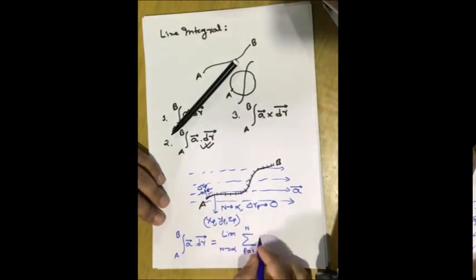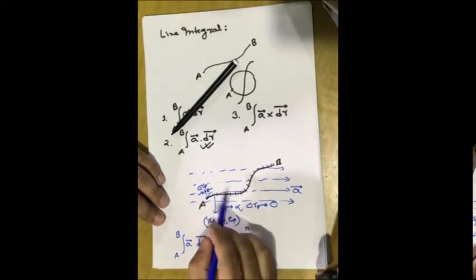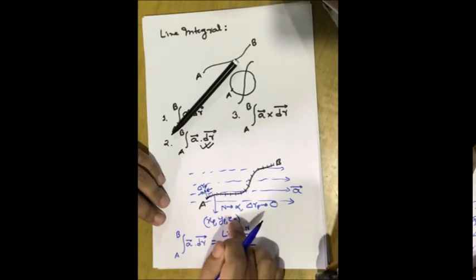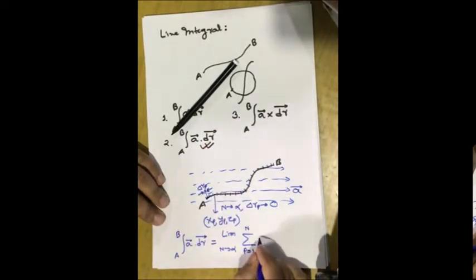We have to find the value of the vector field A at each point x_p, y_p, z_p. A dot dr means we have to find the value of the vector field at each point x_p, y_p and z_p, and take the dot product with delta r_p.